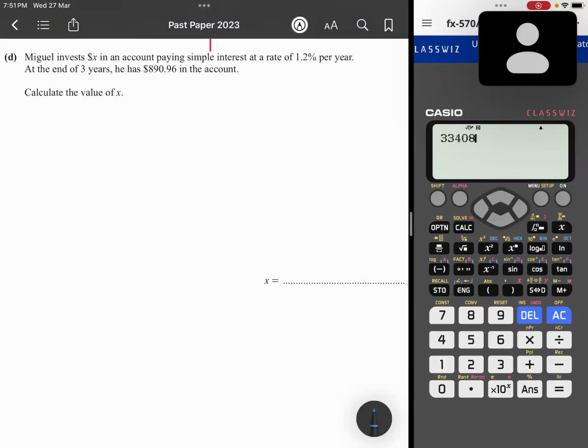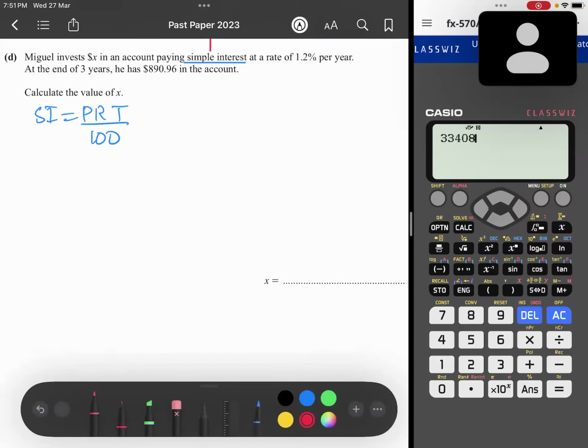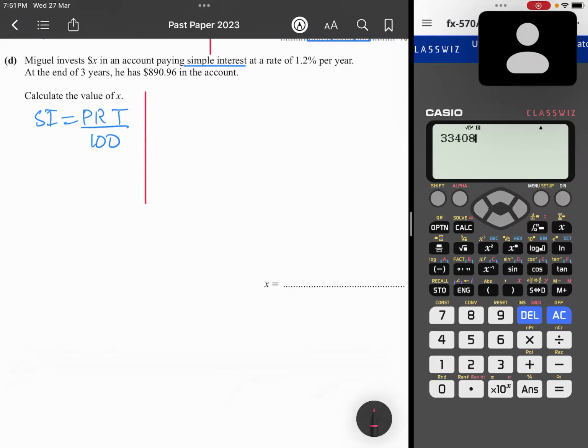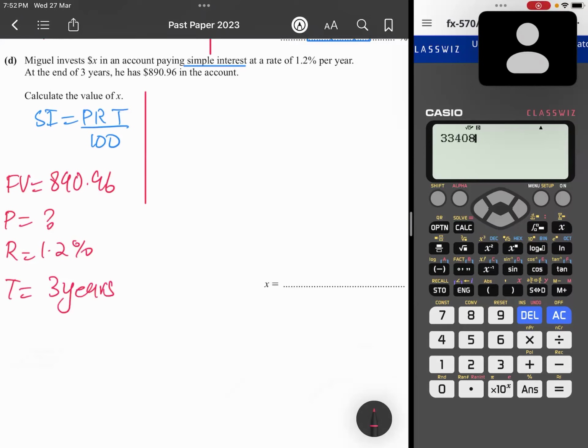At the end of 3 years, he has this much in an account. Okay, that is a very important question. Pay attention. Simple interest is equals to PRT divided by 100. Beta, in this question, we have future value available, which is 890.96. Principal is unknown. Rate is 1.2% and the time is 3 years. We need to find out how much he invested.